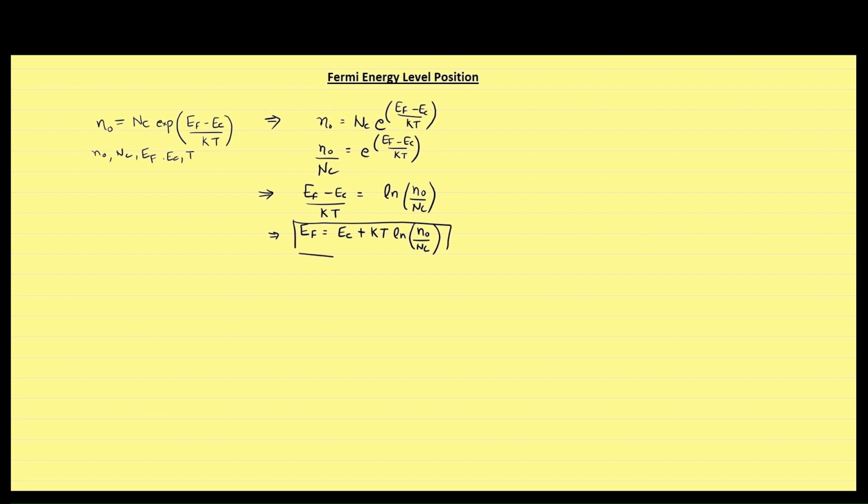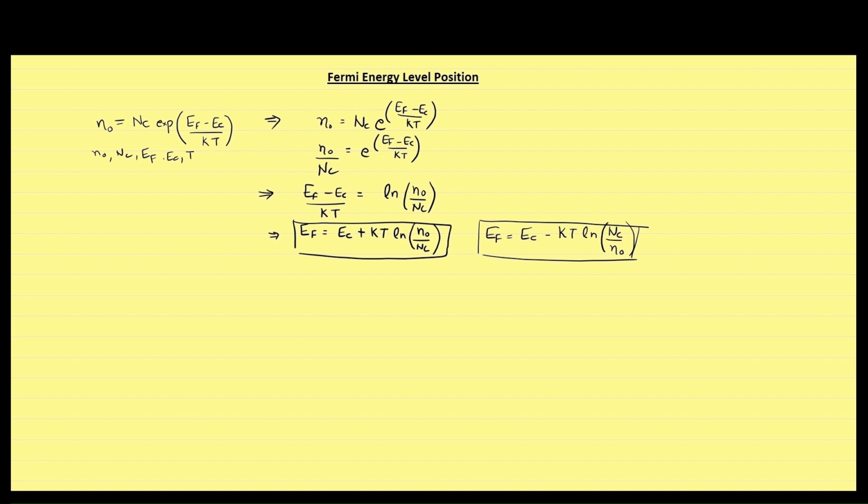This is a required formula to find the exact position of Fermi energy with respect to conduction band energy level. This formula can be rearranged as... you can see that the same formula can be rearranged in different manners. Obviously, there is no need to learn different forms of the same formula as you can rearrange the formula within seconds in the exams also.